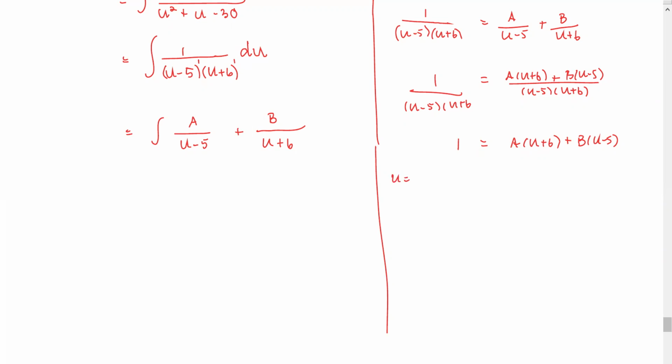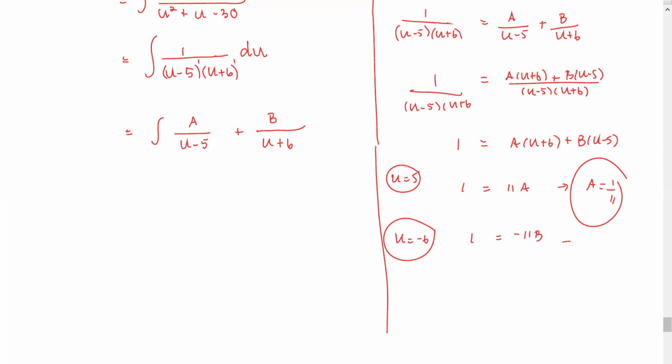Let u be the value 5. The left-hand side is 1. The right-hand side is 11 times A, so A equals 1 over 11. For u equals negative 6, the left-hand side is 1. The right-hand side is negative 11B, so B equals negative 1 over 11.